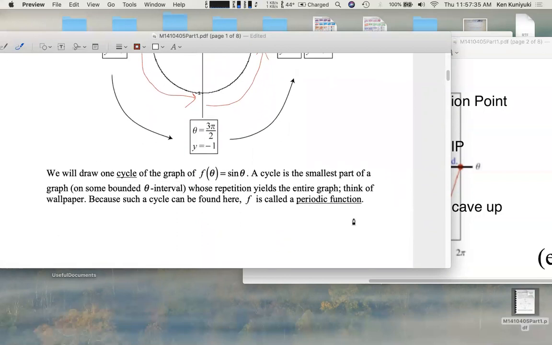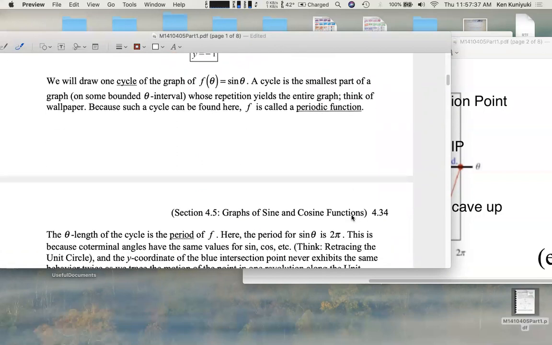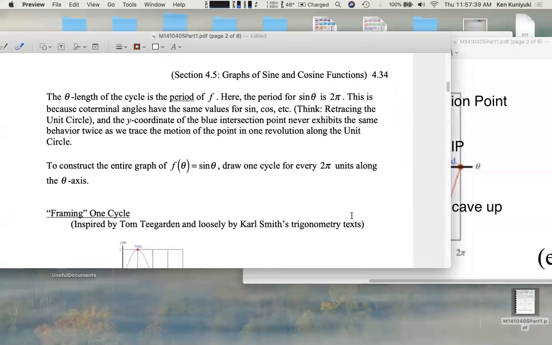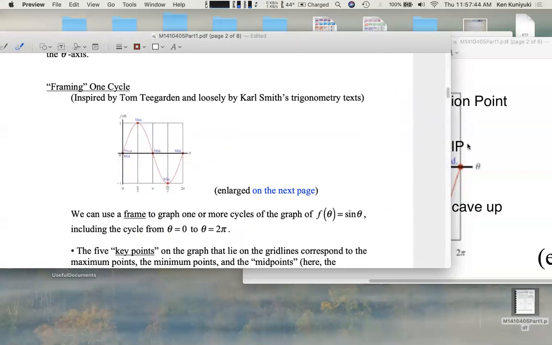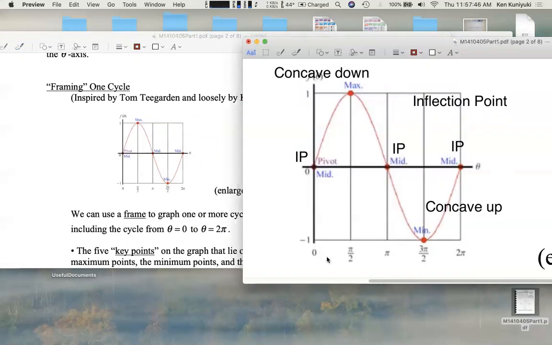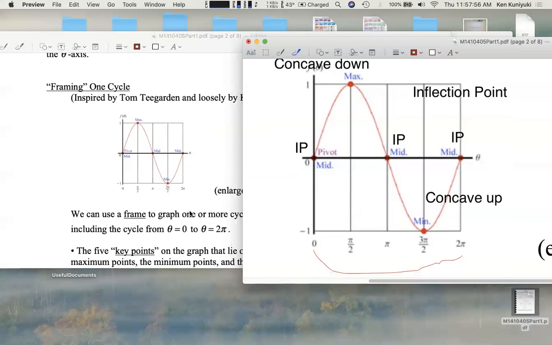So next, I will talk more about the framing. Okay. This is called 1 period. 2 pi is called 1 period, which we'll talk about later on. All right, but again, more about the frame, and then I'll talk more about the period and periodicity.